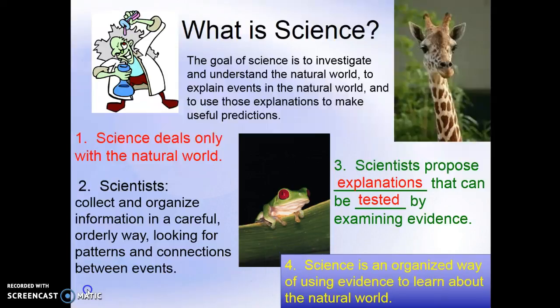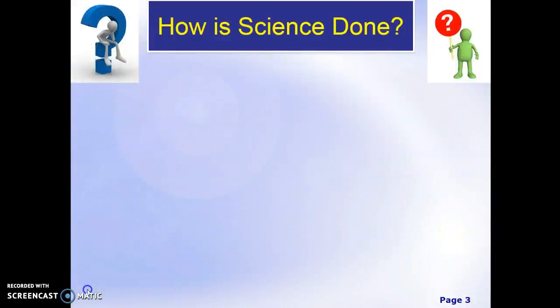Okay? And science is going to be an organized way of using evidence to learn about that natural world. And the only way to do that is to stay organized and put things in a proper order so that we can look at those patterns in order to investigate the world. Okay, so how is science done?